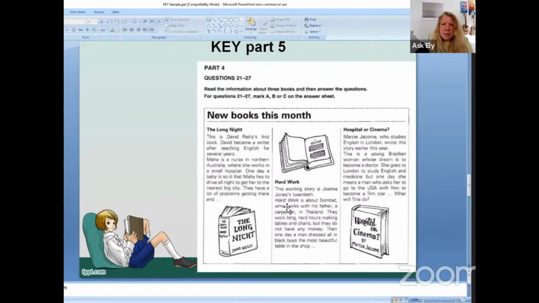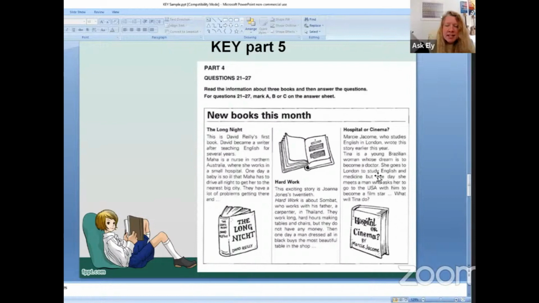And this one is about, skim, skim, skim. I don't see anything about working at a hospital, wanting to work at a hospital. There's a carpenter. A carpenter, they make tables and chairs, but nothing about the hospital. What about this one? Skim, skim, skim. She goes to London to study English and medicine, but one day she meets a man who asks her to go to the USA with him.